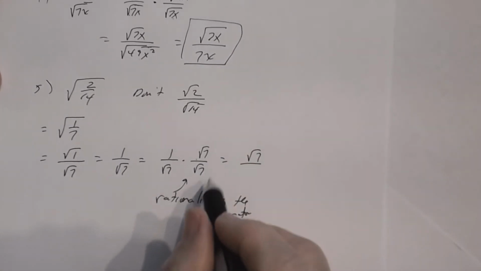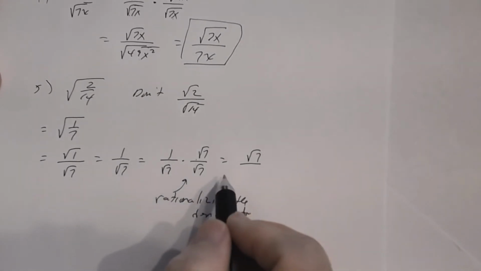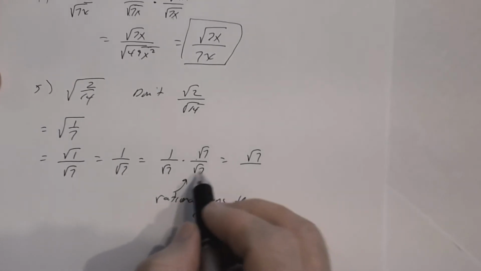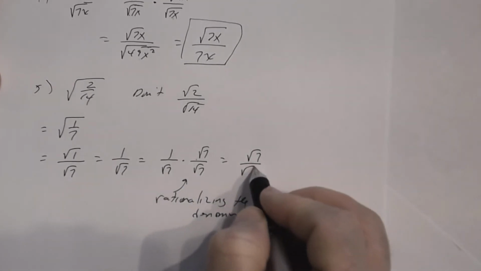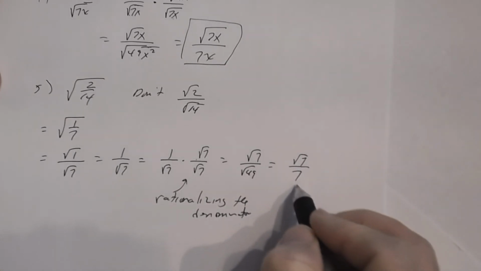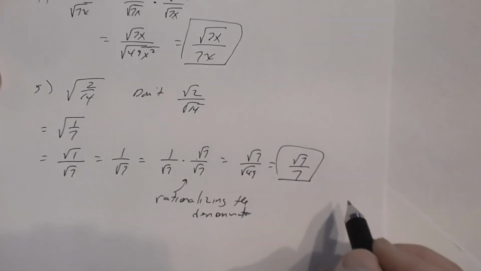Now at this point, most of you know right away what this should be. So what's the square root of 7 times the square root of 7? Simplified, it's just 7, right? Because 7 times 7 is 49, so you have the square root of 49, and the square root of 49 is 7. And there's your answer. That's all you do.